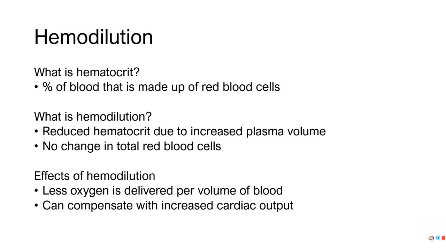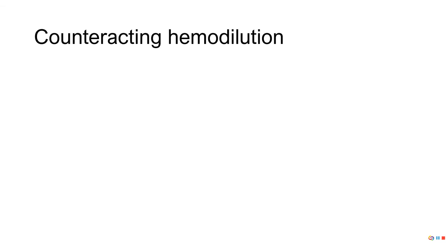Now we can make up for this by increasing our cardiac output, but the problem is that comes at a cost, right? If my heart is working harder to deliver the same amount of oxygen, then I'm not going to be able to go for the same time or intensity. We want to counteract hemodilution, and really the only way to counteract it is just to wait.